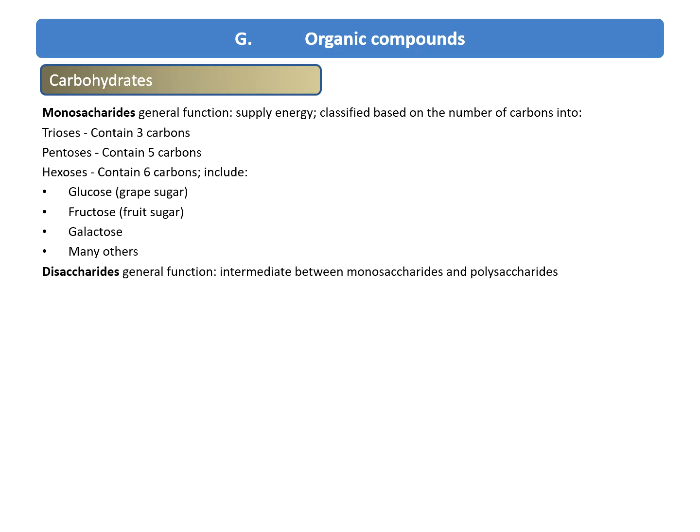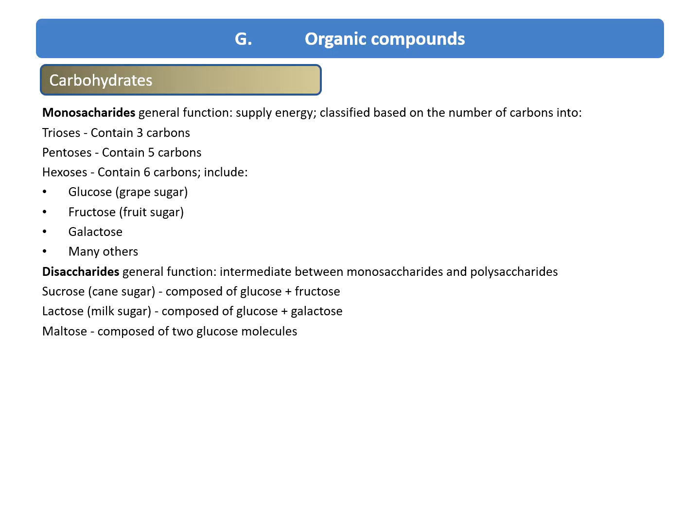Disaccharides' general function is an intermediate between monosaccharides and polysaccharides. Sucrose is a good example. It's composed of a glucose and a fructose unit. Lactose, milk sugar, is composed of 1 glucose and 1 galactose. Maltose is composed of 2 glucose molecules.